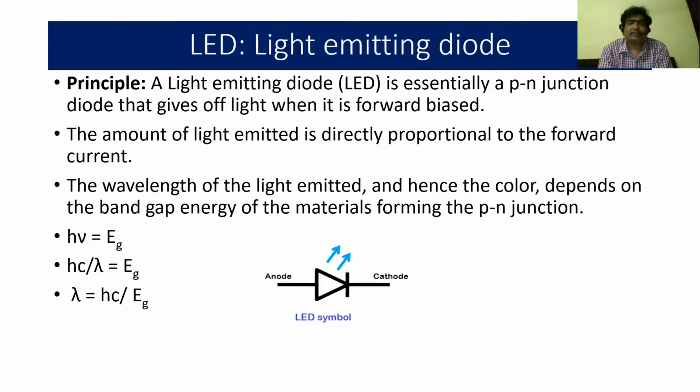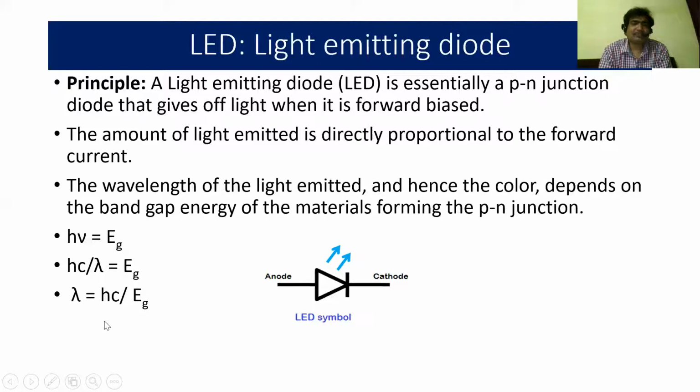condition. The amount of light emitted is directly proportional to the forward current IF. The wavelength of the light emitted, and hence the color, depends upon the band gap energy of the materials forming the PN junction. So Eg, the energy gap, equals h nu. You can write nu as c by lambda. From that we can write lambda equal to hc by Eg.